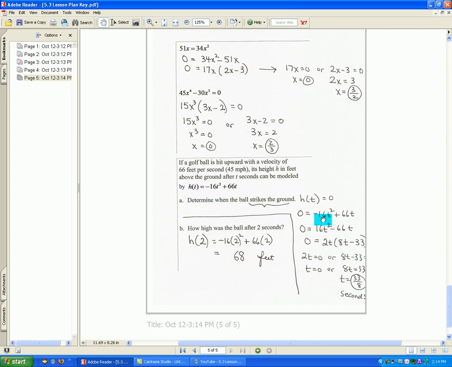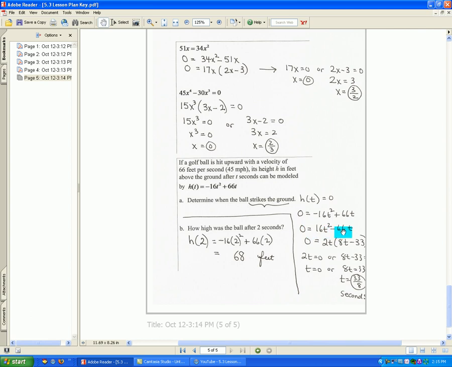So 0 equals the opposite of 16t squared plus 66t. The first thing that I did, since a leading coefficient needs to be positive, whenever the number is in front of the x squared and you're solving an equation, it should really be positive. Makes things easier. So I multiplied both sides of the equation through by -1, which gave me this.